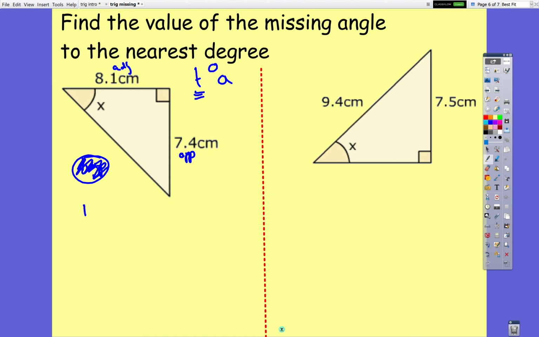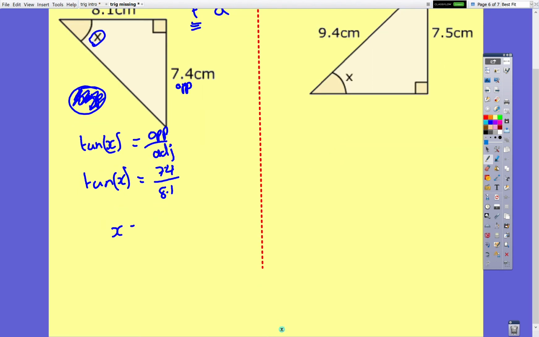Start off with the first letter, which is tan x, because that's what we're after, equals opposite over adjacent, which is 7.4 over 8.1, and that was my tan x. So we've got x equals tan minus 1. Remember to shift it: hit shift, top left, and then your tan button, which gives you that on your calculator, then put in 7.4 over 8.1. You should get an answer of, I think, 42 degrees. I've already rounded it there, so if you've got something else, don't freak out.